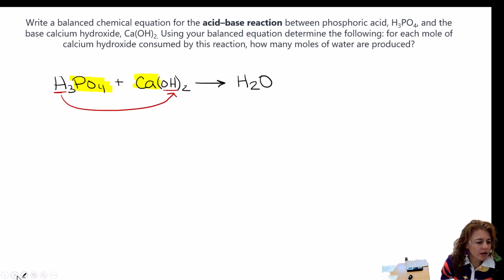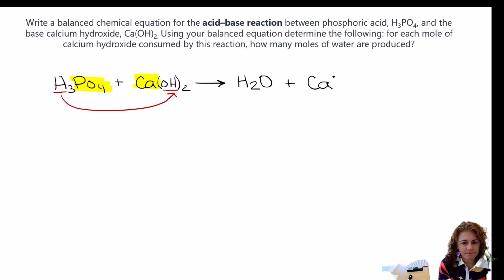So the other product for acid-base reactions will always be some sort of salt. That's just a fancy term for ionic compound that dissolves in water. So that salt is going to be this ionic compound between calcium and phosphate. So that's the other product. So I just put an ionic compound on the paper. It is my job to make sure that ionic compound is electrically neutral. Make sure the charges are balanced.